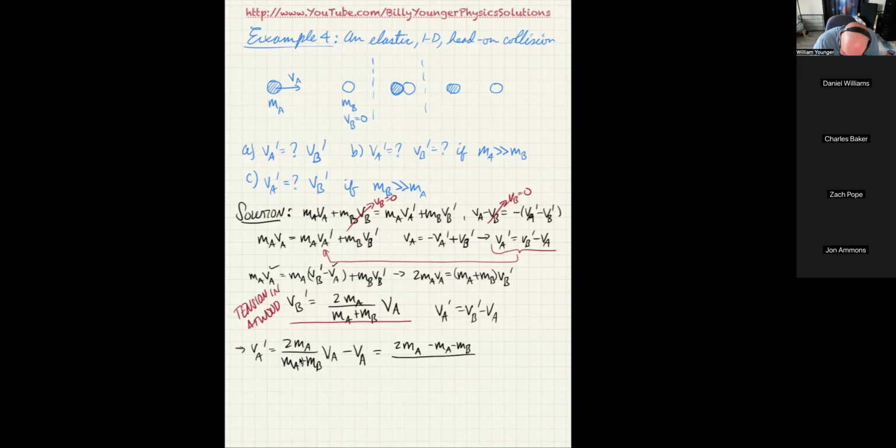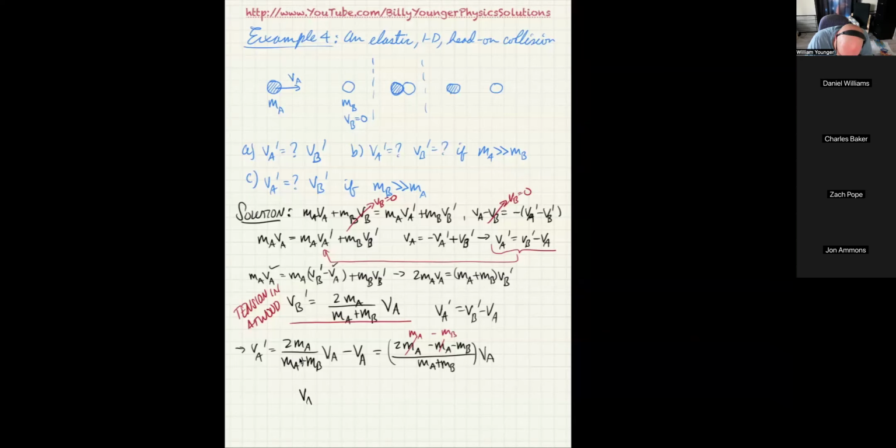And then, of course, the denominator is MA plus MB. And we see that we have a common factor of VA out in front. So now we can see that 2MA minus MA is going to cancel each other out and just leave MA minus MB.